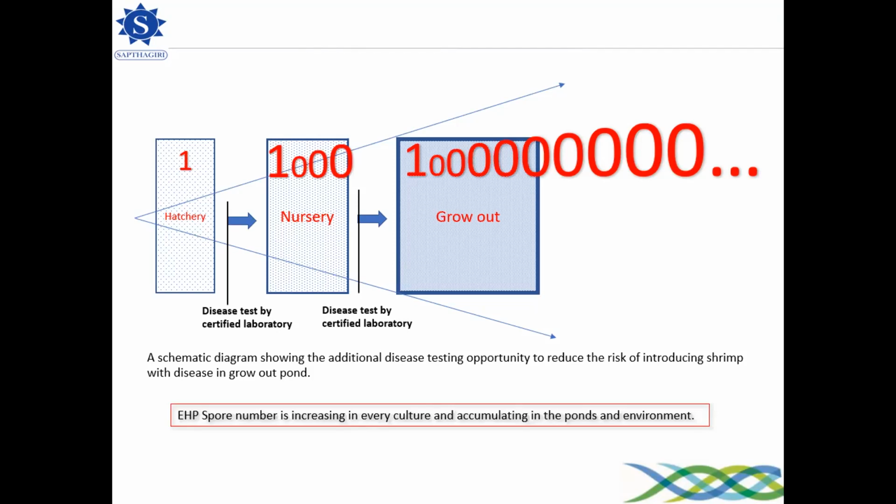So there are two entry points where we can stop the EHP. The first one is better diagnosis at the hatchery level while taking the PL. If the PL is passed, again you can do nursery. There also there is a chance of getting EHP, so do EHP testing and treatment in the nursery itself. Once it is passed, then you can go for the grow out. That's how we can save our crop as well as the culture.